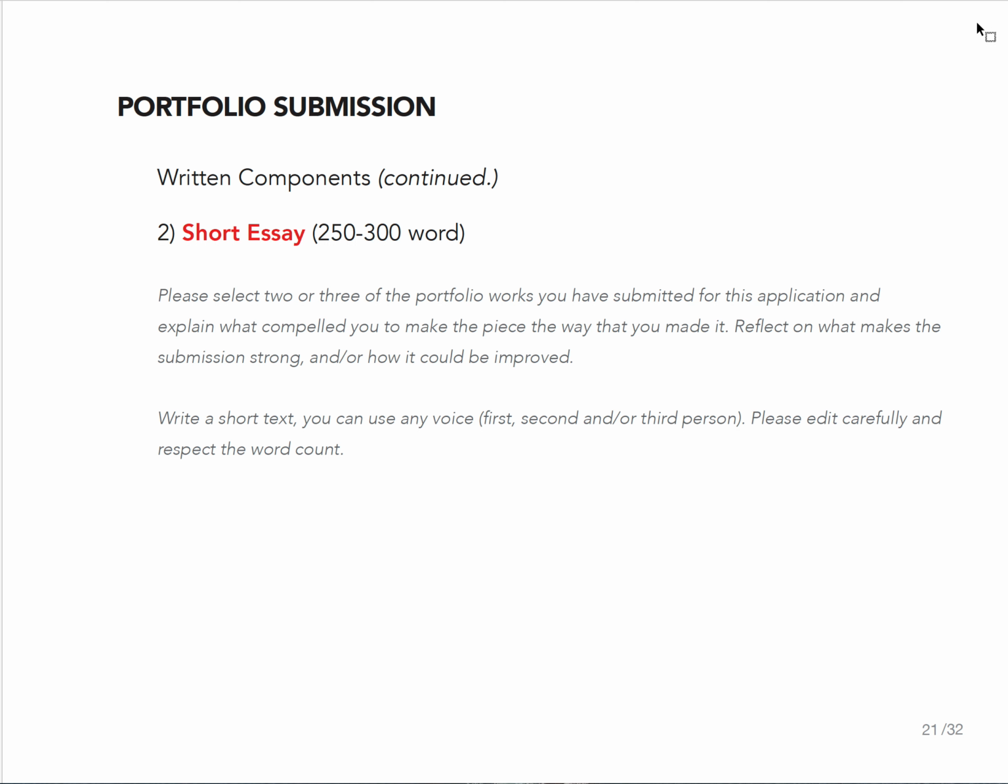And then there's the written component. This is a short essay. Now, because of ChatGPT, we've had to change this significantly. There's no longer a purpose in writing, what is significant about, or those type of things. So we're now asking you to reflect on your own work and what is making your submission strong and how could it be improved. Now, a word of advice to how you write this.